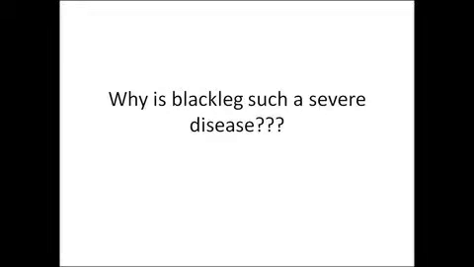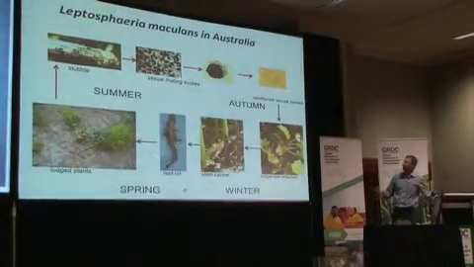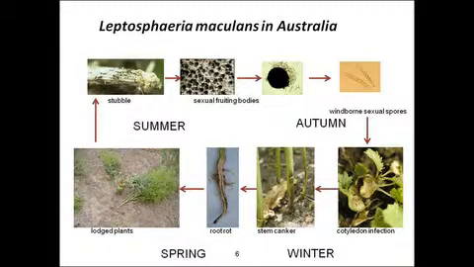So to start the ball rolling, why is blackleg such a big issue? Why has it been around with us for 30 years and the breeders have just really been coping with it, trying to keep up with it? Why don't we ever really get on top and nail this problem? This is the blackleg life cycle, and if we just concentrate here on the top row, this is the main reason why we have such an issue with blackleg.